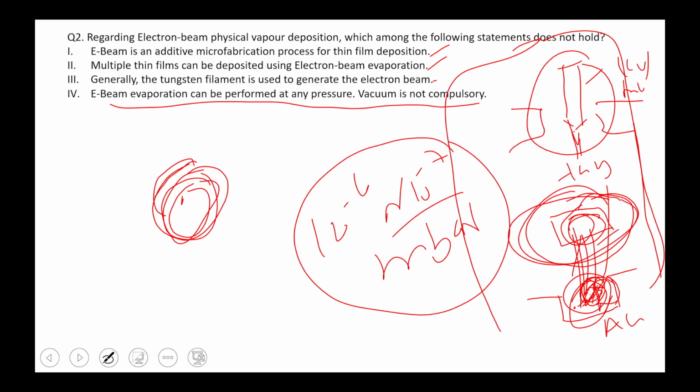So you have to use some inert gas, nitrogen and argon, to carry those electrons during the deposition process in the chamber.